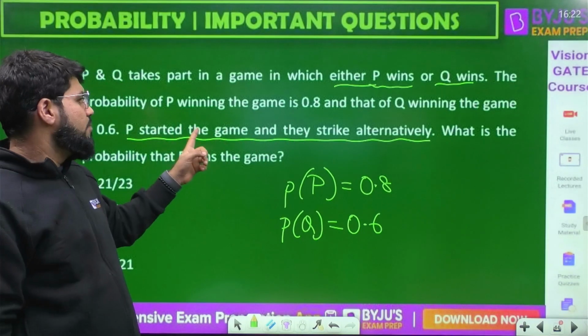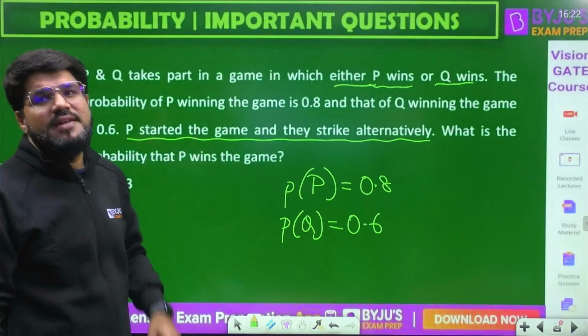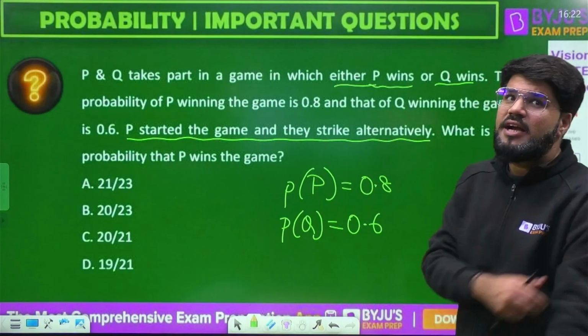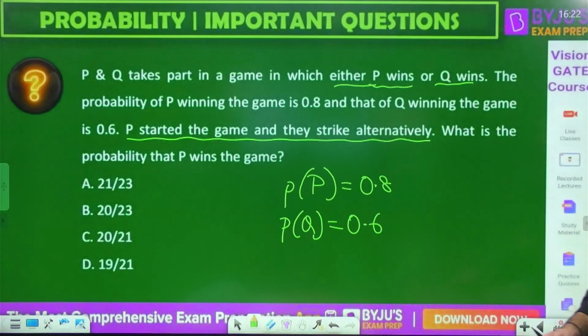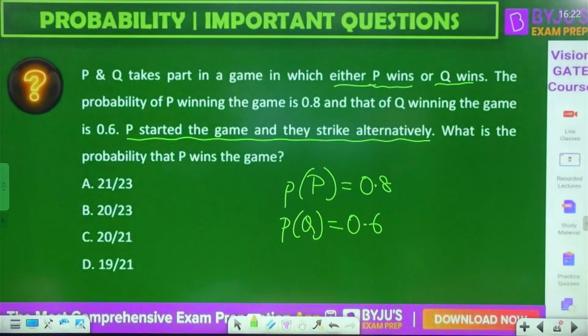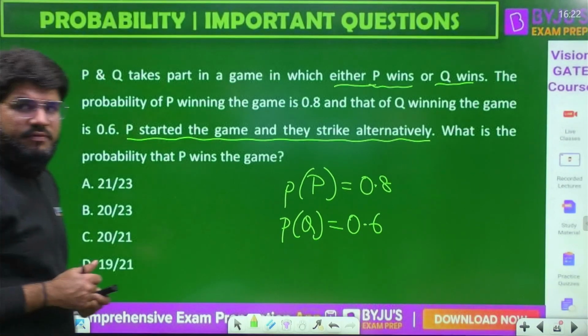And what is the probability that P wins? P started the game. What is the probability that P wins the game, given that P has started the game? Yaad rakhna, given that P has started the game, what is the probability that P wins the game? How to deal with this?